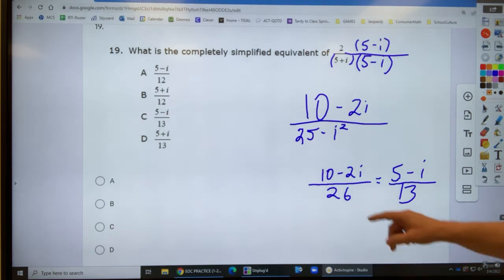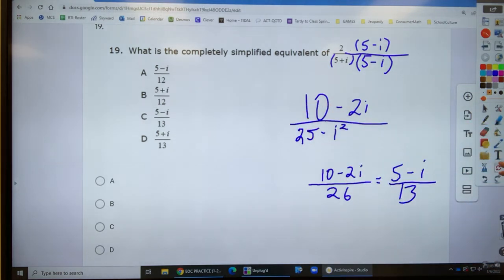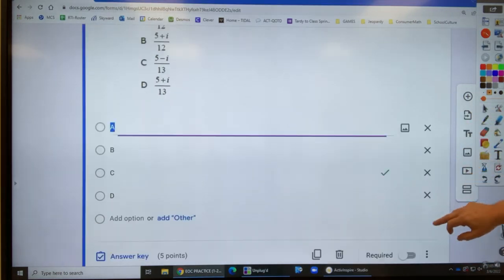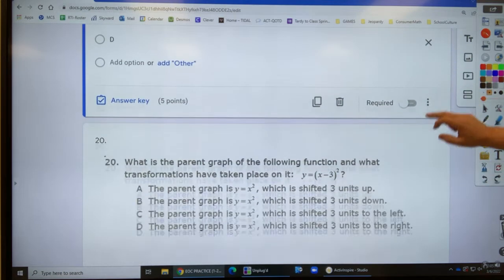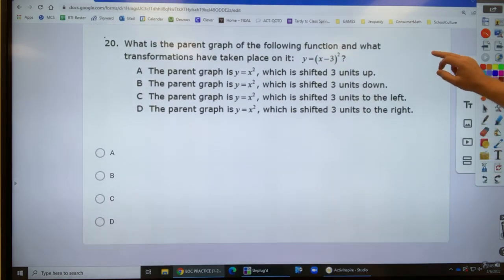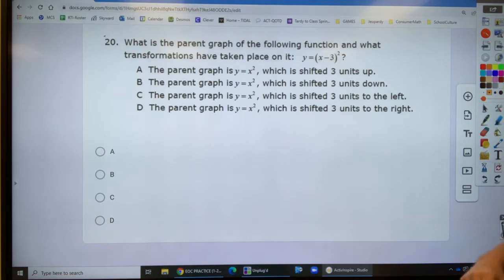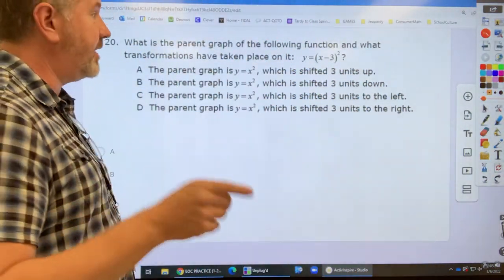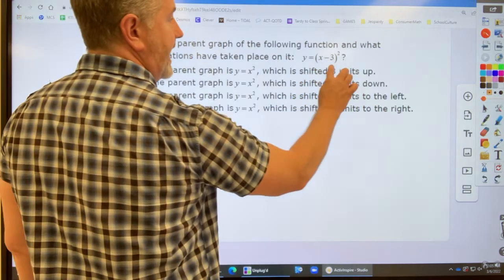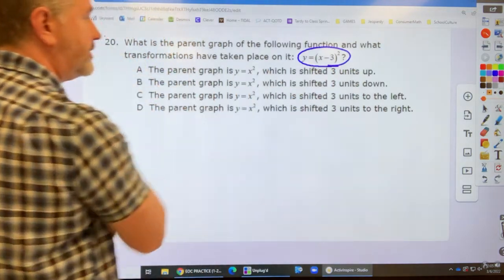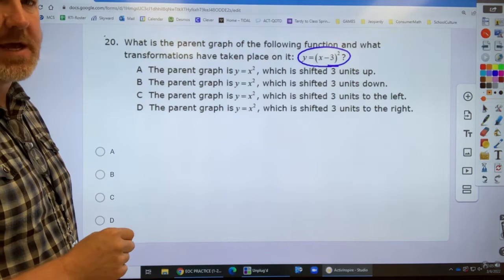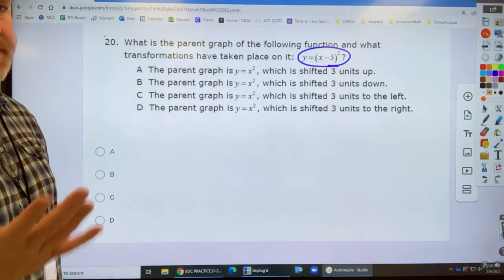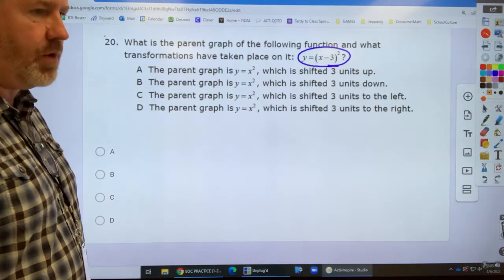So let's see if that's one of our answers. It is number C. Let's make sure that that answer is C. Yep, there it is. All right, one more, and this one's a super easy one. Remember, we've talked about transformations. By the way, you have a calculator, so you can always just plug that in and see which of these answers matches what you see in the calculator. But the quickest way to do it, obviously, is just to remember your rules.